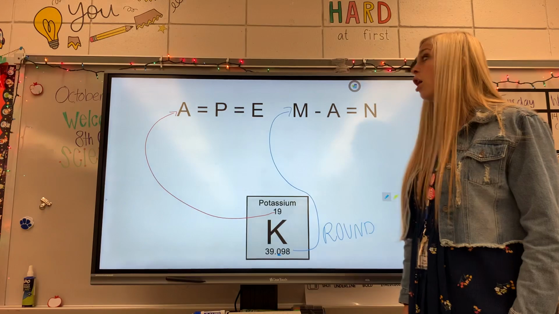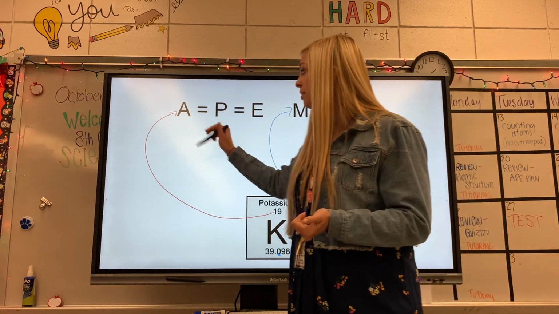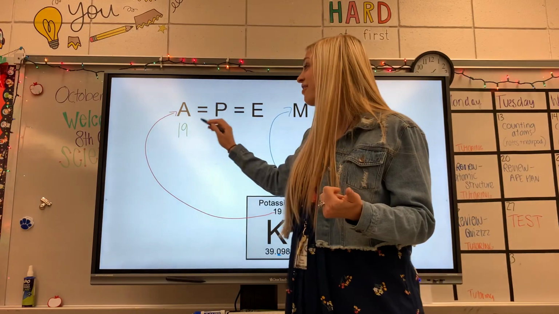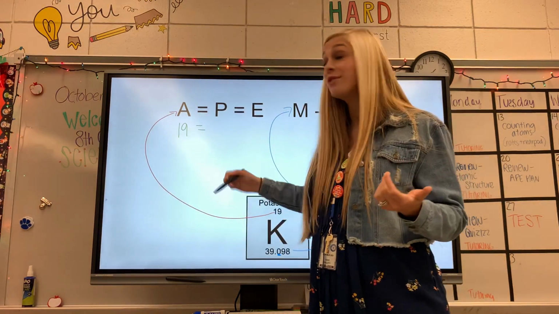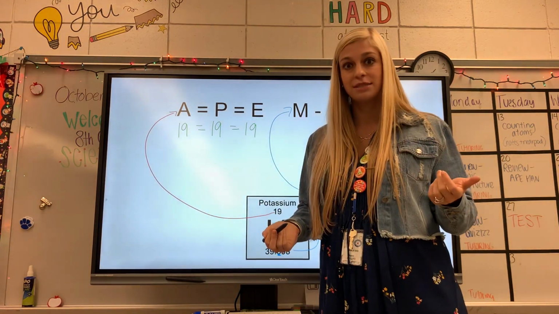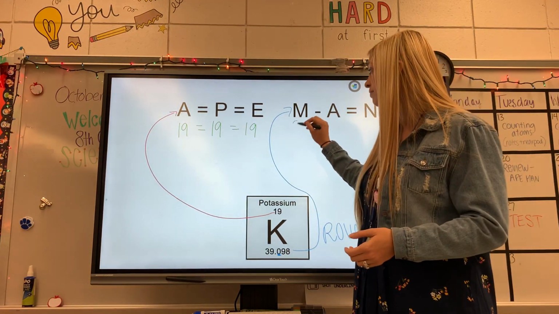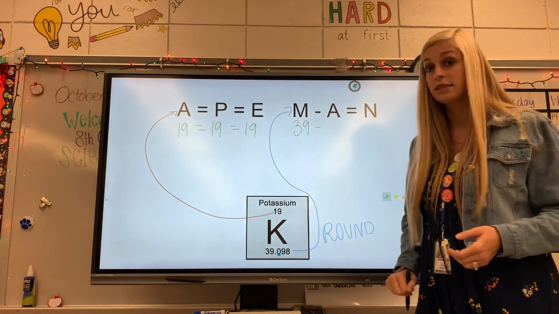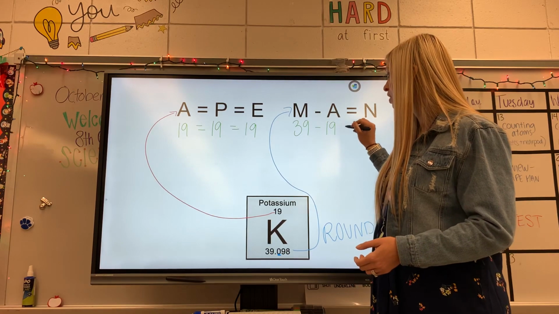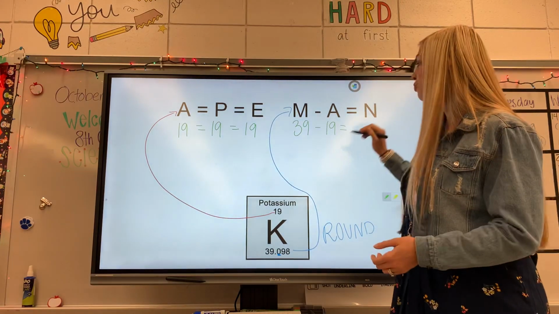All right, so let's fill in 8-man. Our atomic number is 19. According to 8-man, this is so easy, it's my favorite part. If our atomic number is 19, then we also have 19 protons and 19 electrons. The mass number, we already said we would round it to 39, minus the atomic number we already found, which is 19, so 39 minus 19 gives us 20.